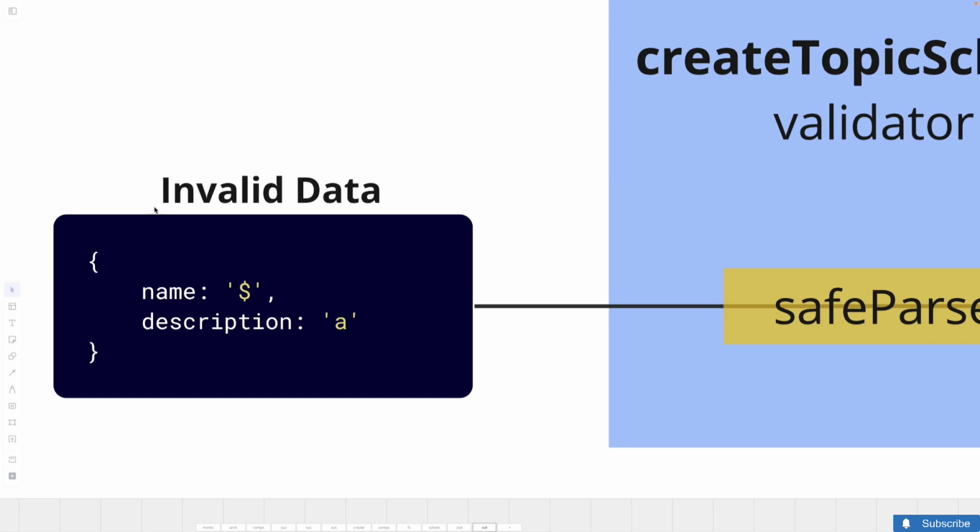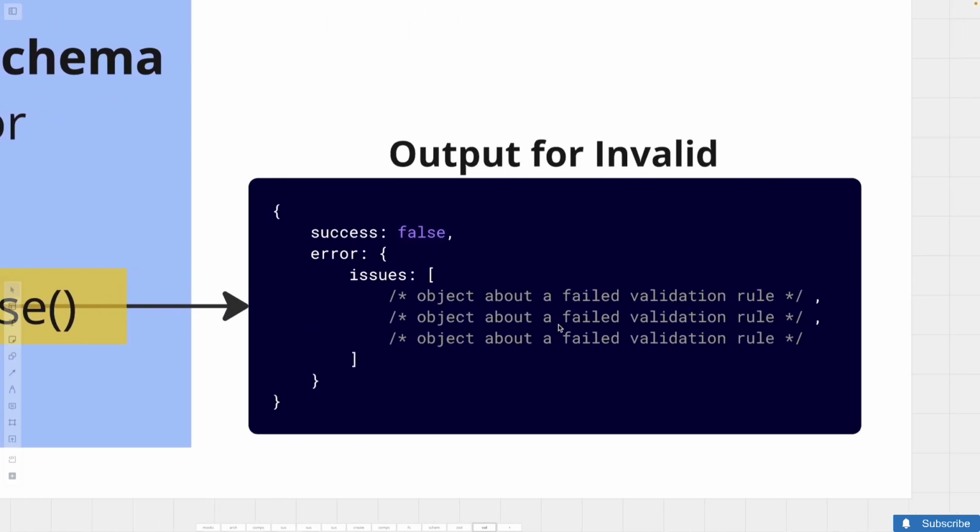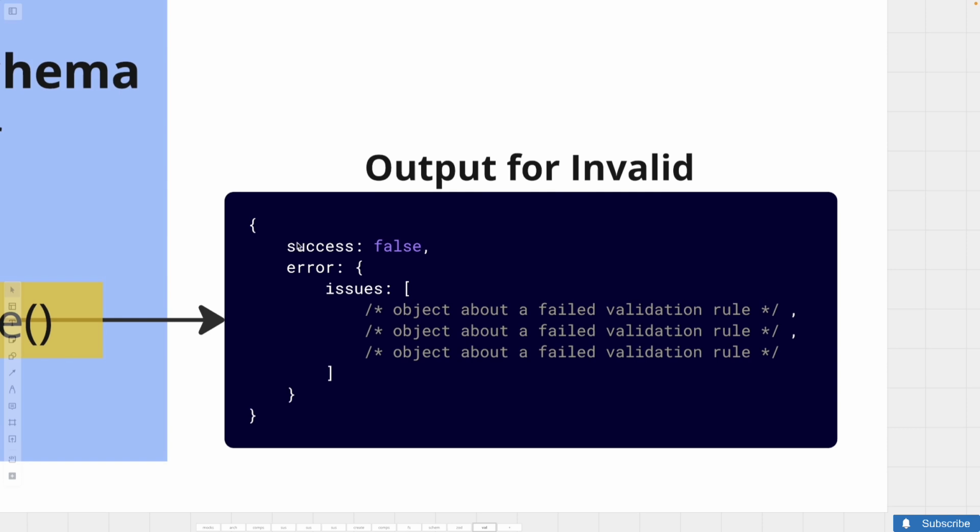Well, in this case, if we have some invalid data that looks like this right here, so a name that is maybe a $ sign, which is not allowed, it's also too short, and a description that is too short, if we pass that into the safeParse function, then we're going to get back a slightly different object. We get back an object that has a success property of false, and then it has an error property as well that's going to have a lot of information about exactly what failed around validation.